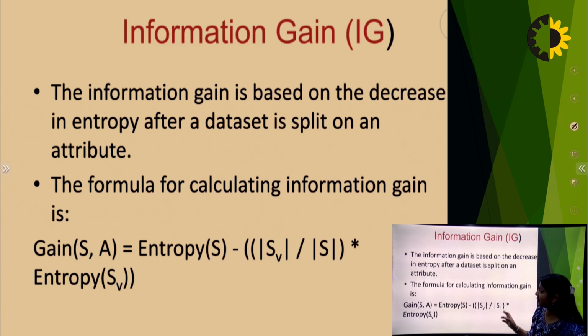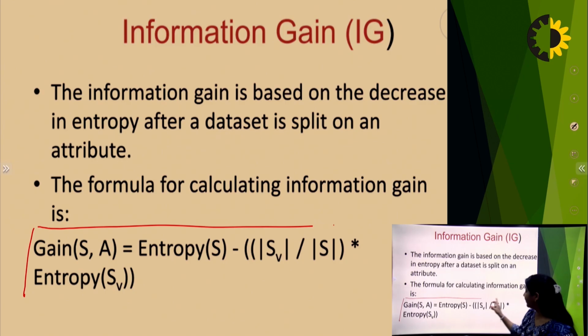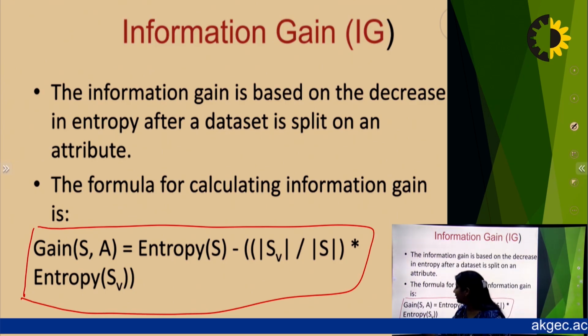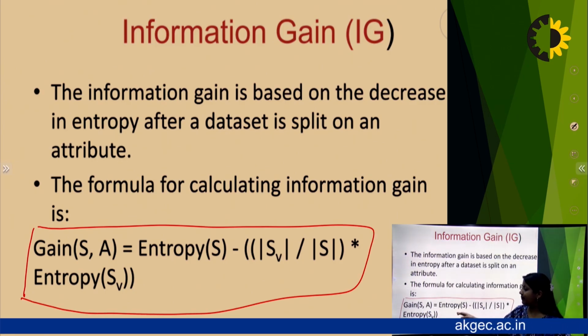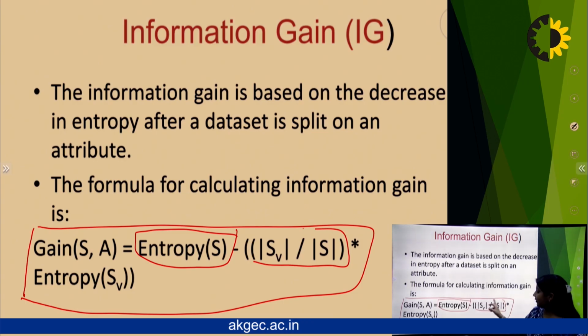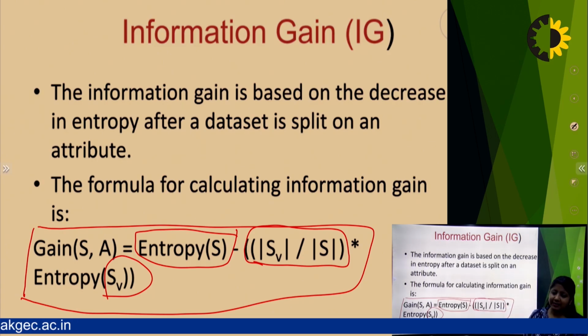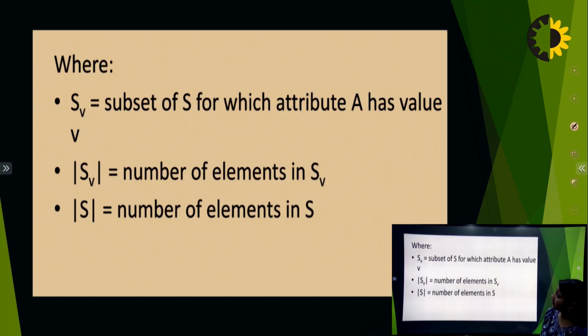So next is information gain. What is the information gain for the entire set? This is the formula. Gain of S comma A, where A means attribute. Entropy of S is the entire data set entropy, and this is the weighted value, and this is the entropy of the subtree, the entropy of that attribute. So S_v is what? Subset of S for which attribute A has the value V.